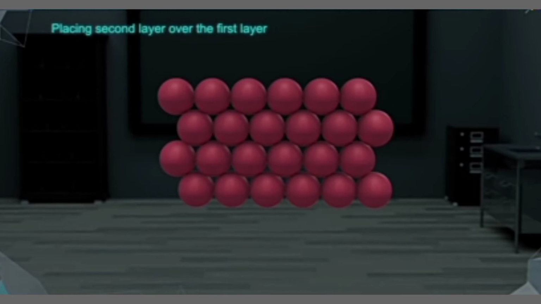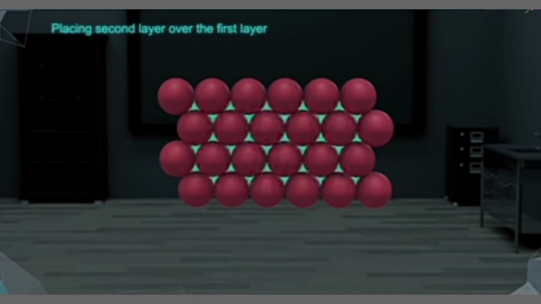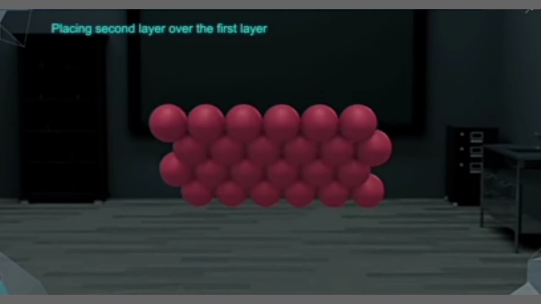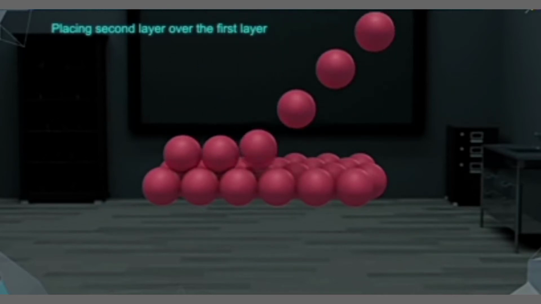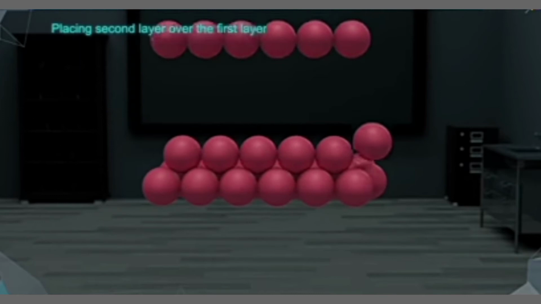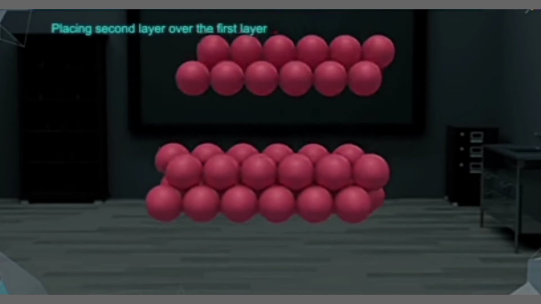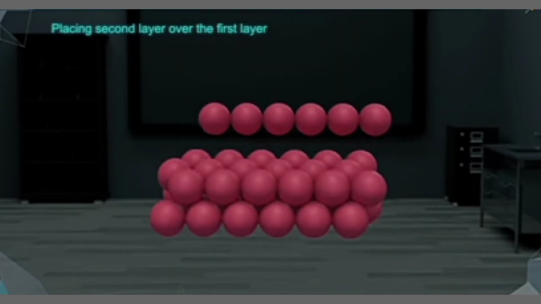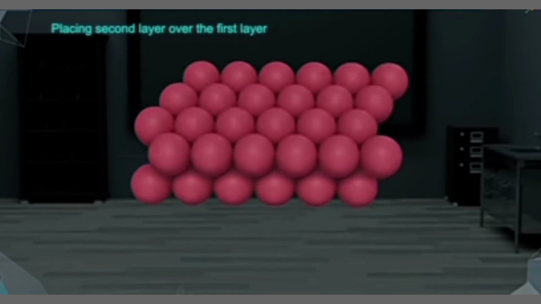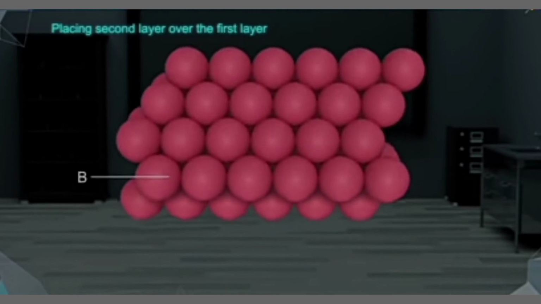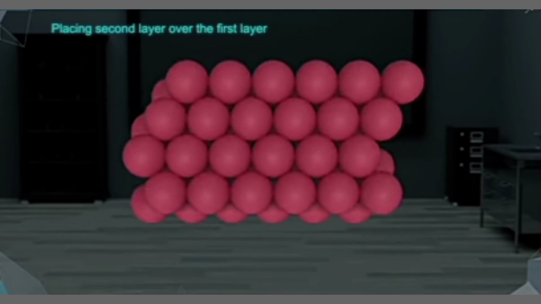Notice this layer has triangular voids. Place a similar close-packed layer in such a way that the spheres of the second layer are placed in depressions of the first layer. As the spheres of the second layer are aligned differently compared to the first layer, let us call this layer B.